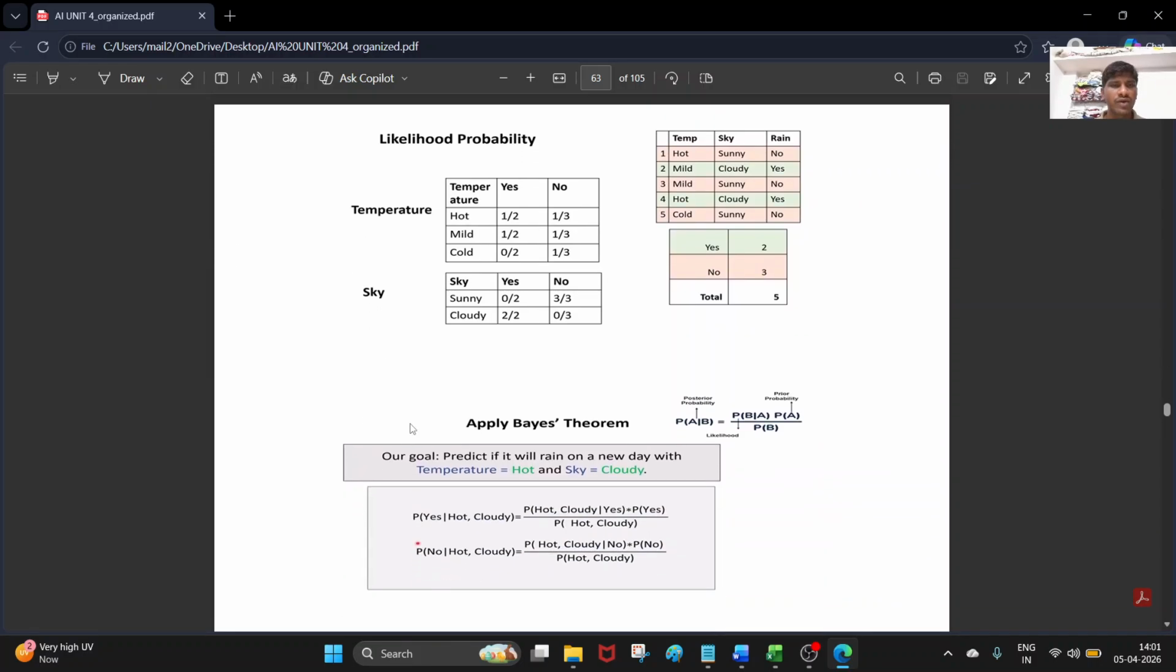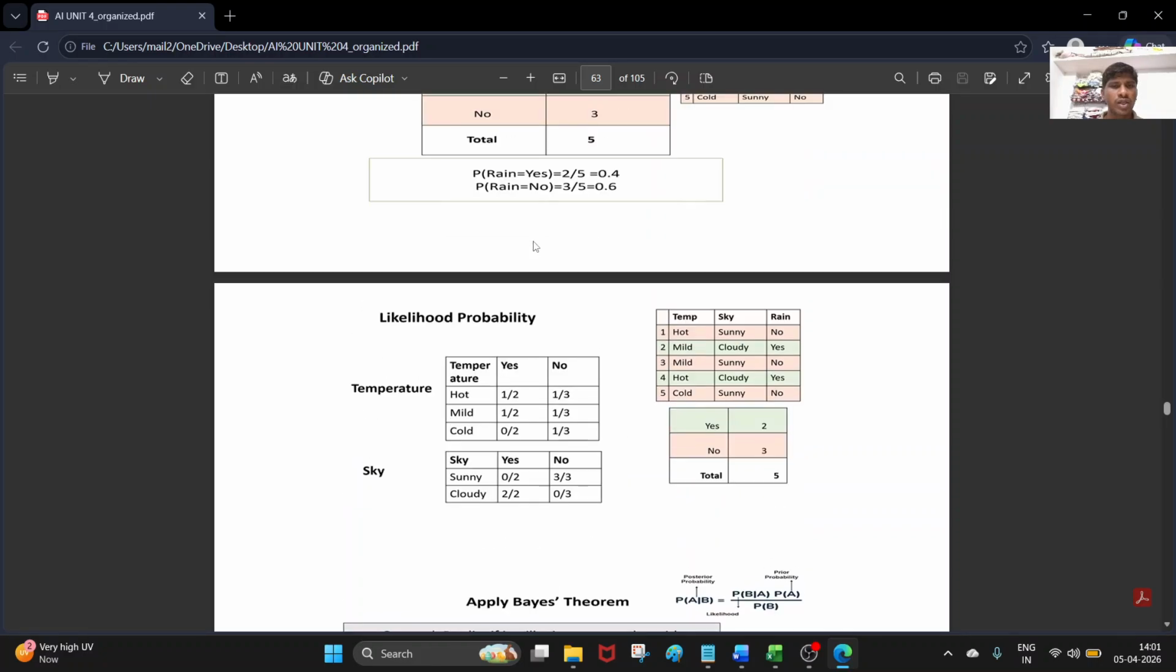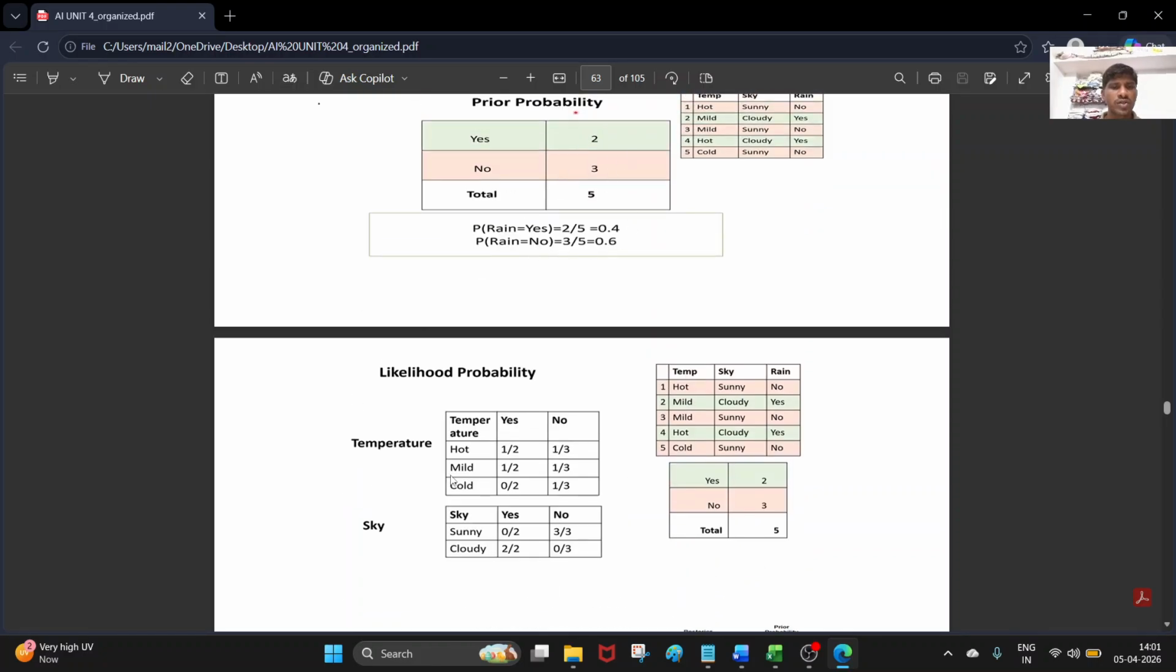Next we have to calculate the likelihood function. The temperature class has 3 subclasses: hot, mild, and cold, and sky has 2 subclasses, sunny and cloudy. So this is for the yes cases. Totally how many yeses are here? Here there are 2 yeses. How many hots are there? Only 2 hots are there. Out of 2 hots, how many are yes? Here 1 hot and here 1 hot. This hot is yes, so 1 by 2. Then how many no's are there in terms of hot? Here we have only 1 hot as no, that is 1 by 3, since total no's are 3. So 1 by 2 and 1 by 3.